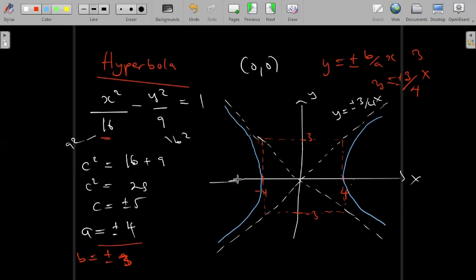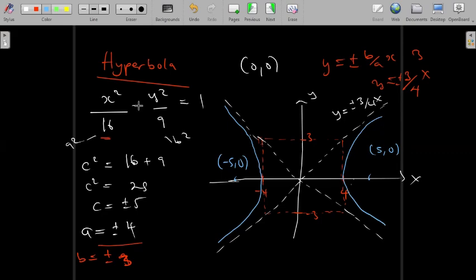So remember our foci. We have one of them on this side, which is at negative 5, 0. Then you have the other one here, which is at 5, 0. So this is what you have, and this is how you'd sketch it if it's centered at 0, 0, like this.